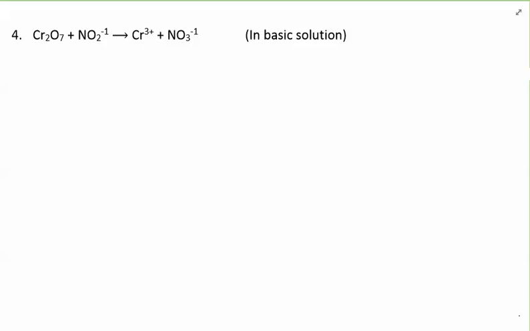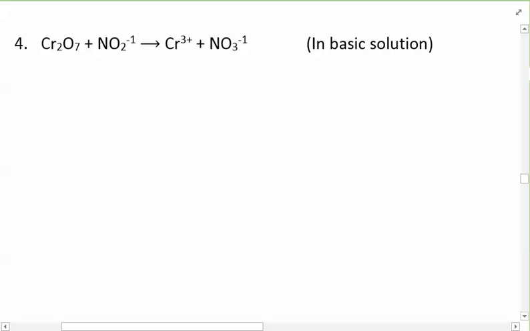Something you might notice here is that it says in basic solution. I'm not going to test you on ones that are basic. There's one more additional step, but you won't have to worry about that part of it. I'm just showing you just so you know. We're going to follow the same process though. We're going to go through and identify the oxidation numbers.